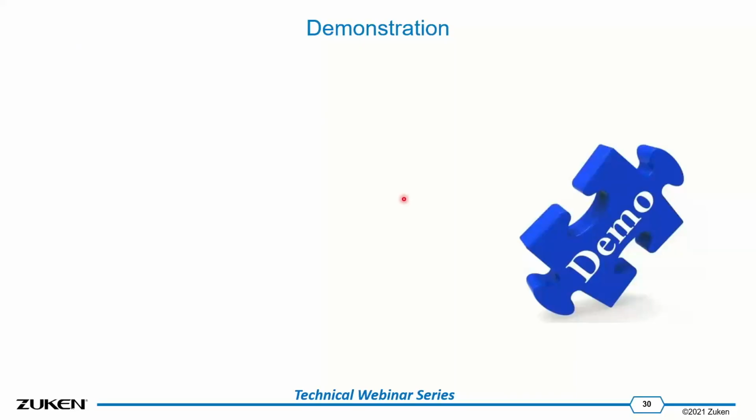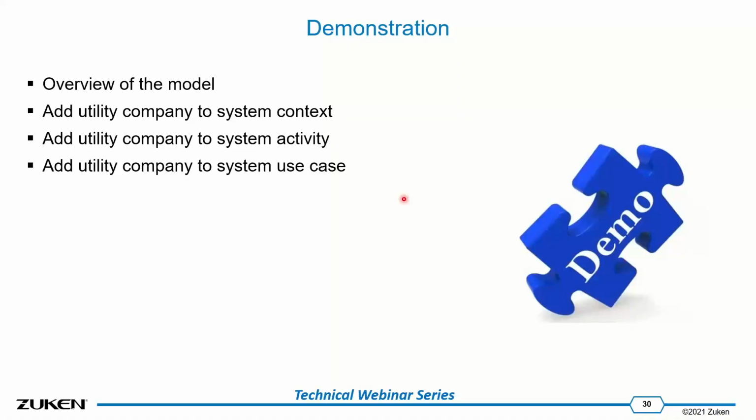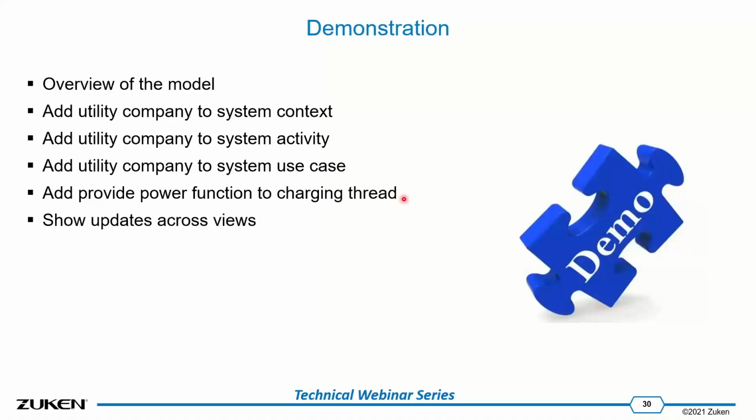So now I'm going to move into a demonstration, and it's going to go through various steps. I'm going to go through a quick overview of the model, similar to the slides that we presented. I'm going to add a utility company to the system context. I'm going to add a utility company to the activity diagram. We'll add the utility company to the system use case. We'll add the provide power function to the charging thread, and we'll show updates across views.